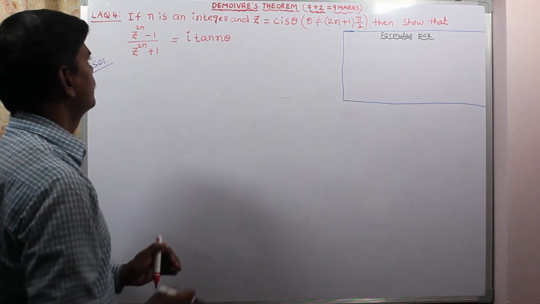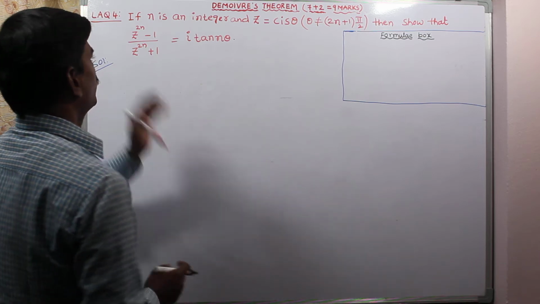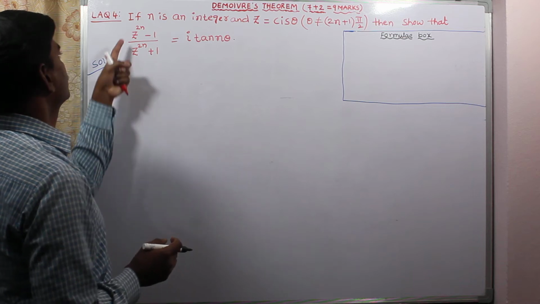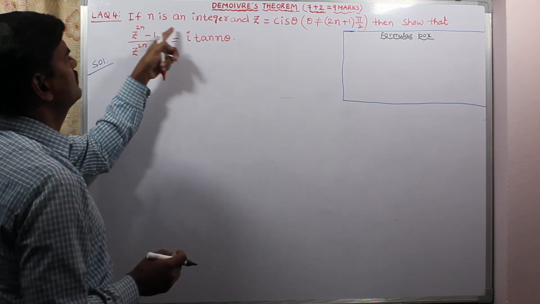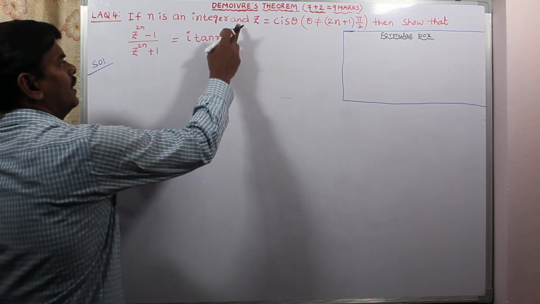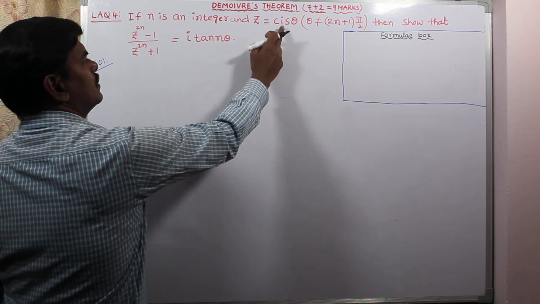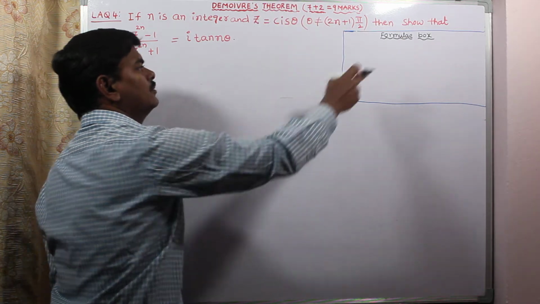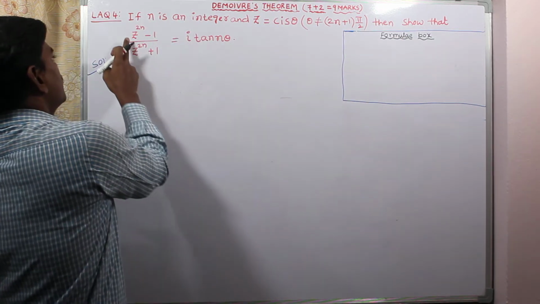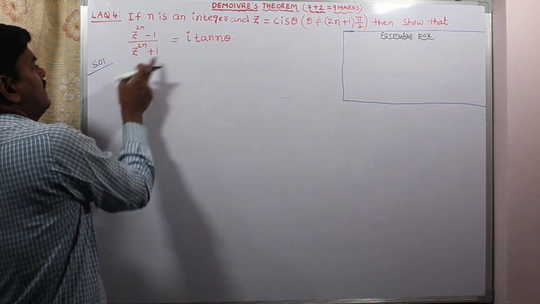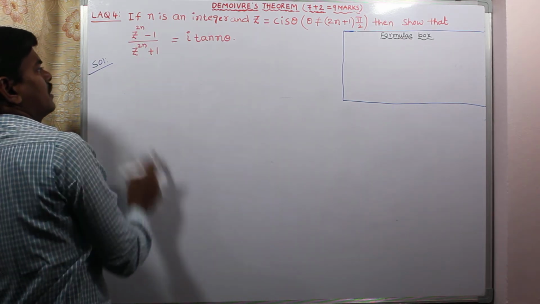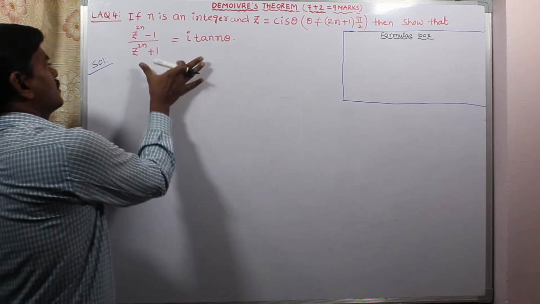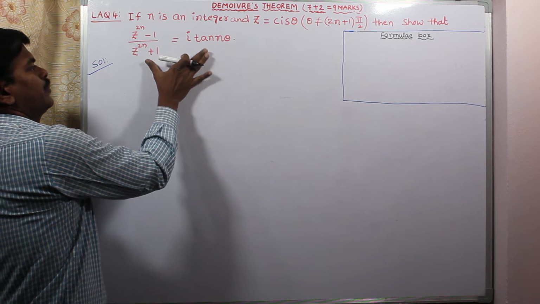Hello students, in this video we are going to learn one of the important long answer questions from the chapter De Moivre's theorem. Let us see the question. If n is an integer and z equals cis theta, where theta not equal to (2n plus 1) pi by 2, then show that (z^(2n) minus 1) by (z^(2n) plus 1) equals iota tan n theta. So this is the required proof.